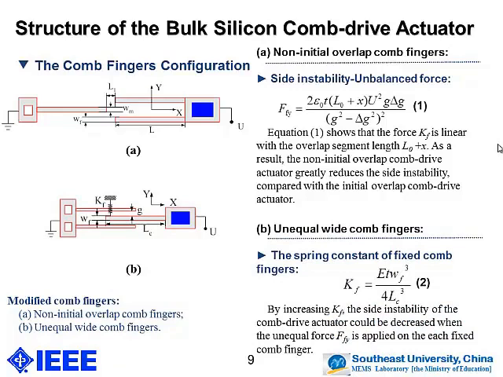The instability is also related to the width of the fingers. When the fingers are not in the middle position between the movable comb fingers, the unbalanced electric force will be divided. By increasing the width of the comb fingers, they will decrease the side instability.